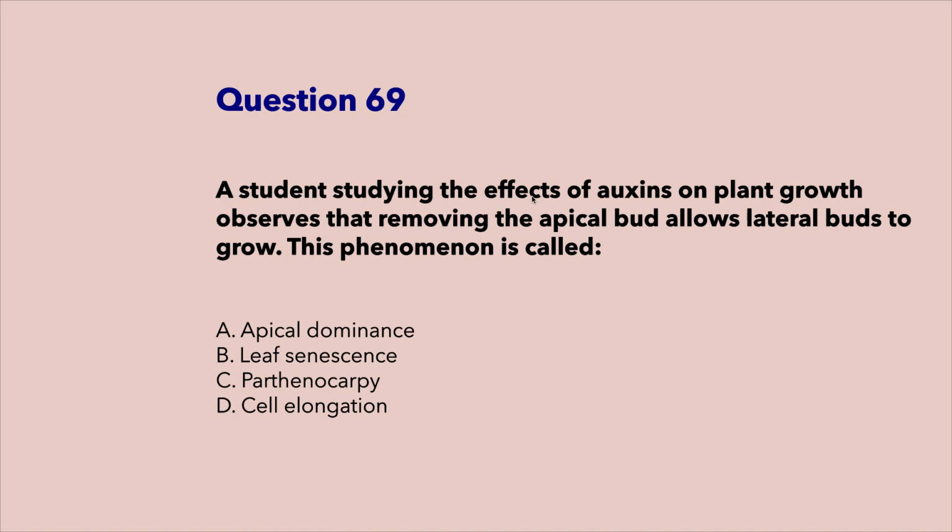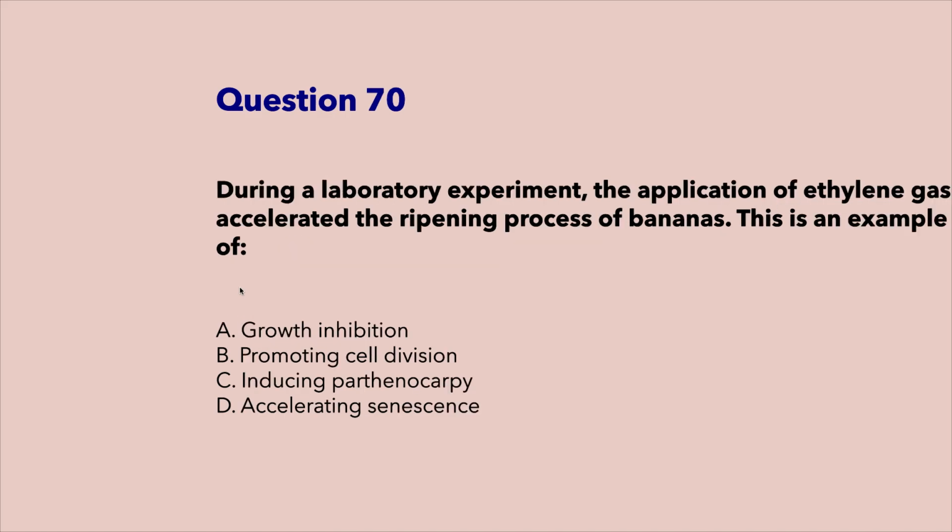A student studying the effects of auxins on plant growth observes that removing the apical bud allows lateral buds to grow. This phenomenon is called apical dominance. During a laboratory experiment, the application of ethylene gas accelerated the ripening process of bananas. This is an example of accelerating senescence.